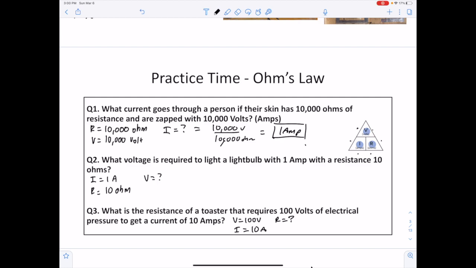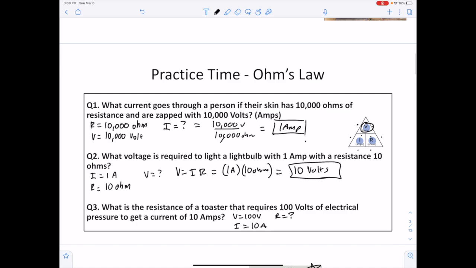Question two. What voltage is required to light a light bulb with 1 amp with a resistance of 10 ohms? Okay, we're trying to find voltage. We cover that up. We see I times R. Go ahead and attempt it on your screen. V equals I times R. We have 1 amp times 10 ohms, and we get 10 volts. Okay, we think to ourselves, batteries we often use are about 5 to 6 volts.